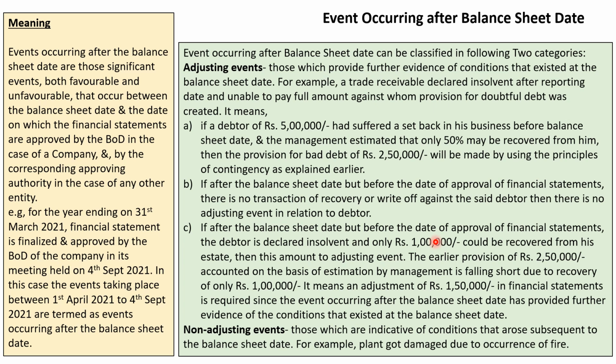But in the same month of August, our company also suffered a huge fire in our factory, due to which our plant and machinery got destroyed, and there is a loss of plant and machinery, but it will not be adjusted in the balance sheet, it will not be debited to the P&L account because it's a non-adjusting event. I hope it is clear to all of you.